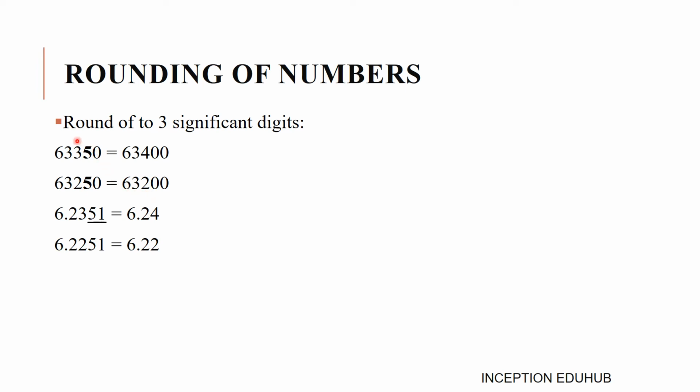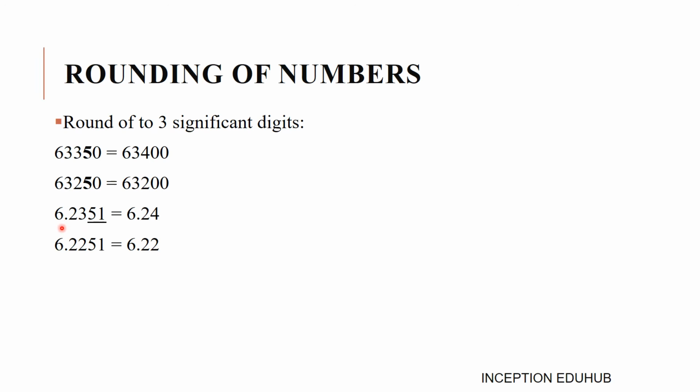Now since these are 3 and 2, these are pretty small numbers. Even if it had been 9 and 8, it would have been the same. So if the number preceding 5 is odd, I'm going to add 1. If the number preceding 5 is even, the number will remain same, followed by zeros, of course, to the number of significant digits desired. Now, for example, this is a decimal number I am taking an example of.